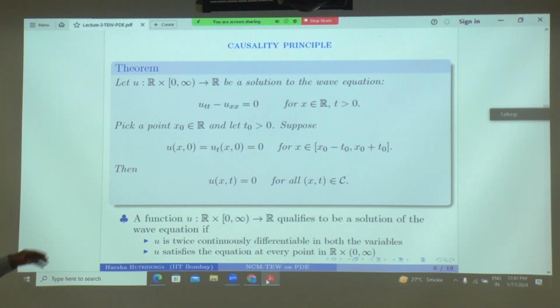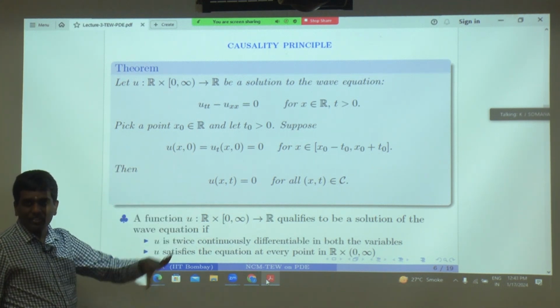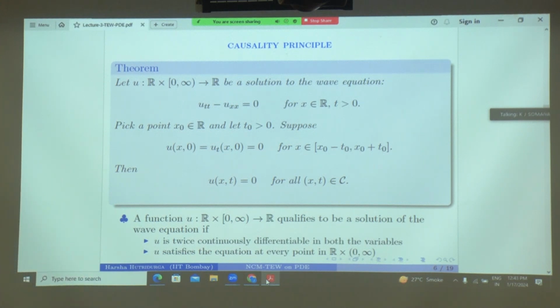So we will try to prove this result, this causality principle, without using any structure of the solution. We will only use the fact that there is a function which solves the wave equation, and those 3 things that we stated from calculus. Only using those, we will be able to prove that if at time t equal to 0, u and the time derivative of u vanish on exactly this interval, x naught minus t naught to x naught plus t naught, then on this triangle, u will be identically 0.